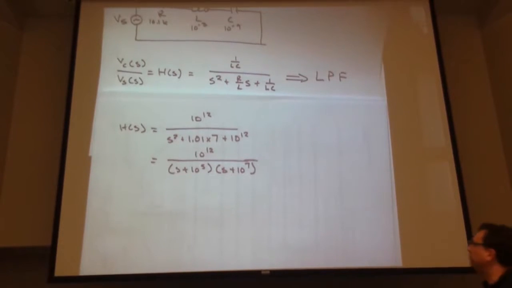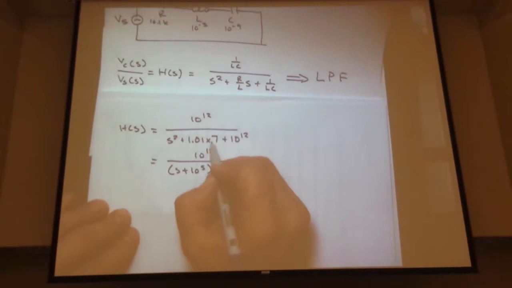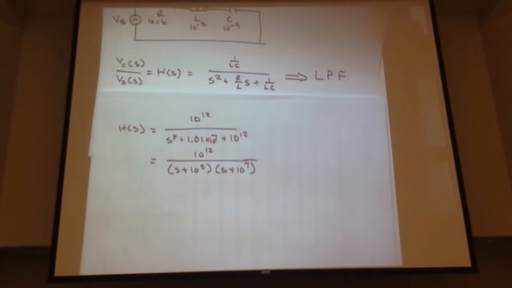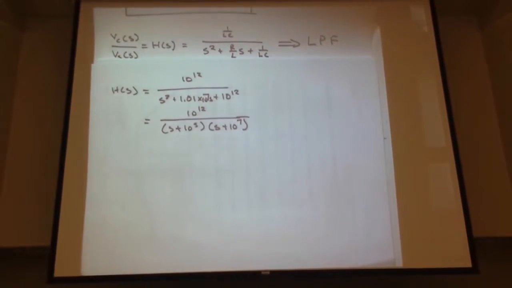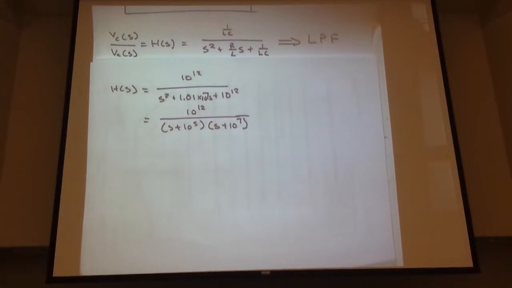And check that, make sure I did it right. Oh, left off a 10 to the 7 in there. 10 to the 7. And an S. It's an awfully big 7, but. So, what does our Bode plot look like for this particular problem?